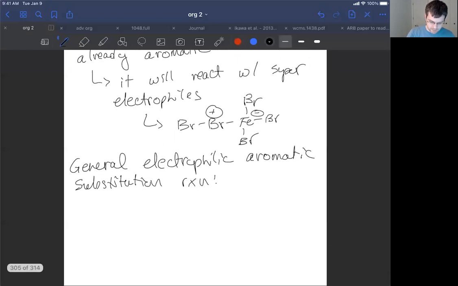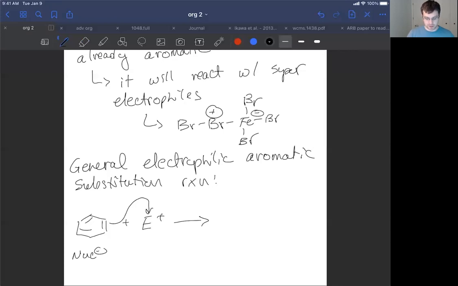We take benzene. Now benzene is going to be our nucleophile. It's hard to see where that nucleophile is, but it's just one of the pi bonds. Okay, so we're going to take that nucleophile and we're going to add it to an electrophile. And the arrows are going to look like this. We're going to steal one of the pi bonds to make a new sigma bond with our electrophile.